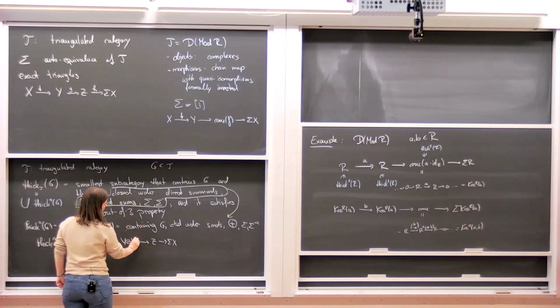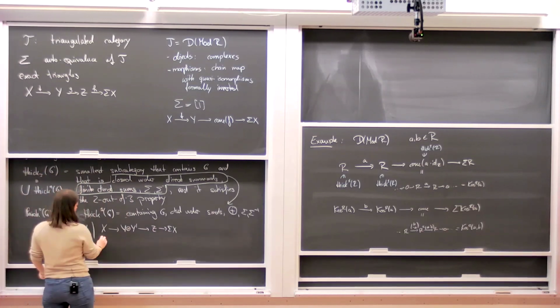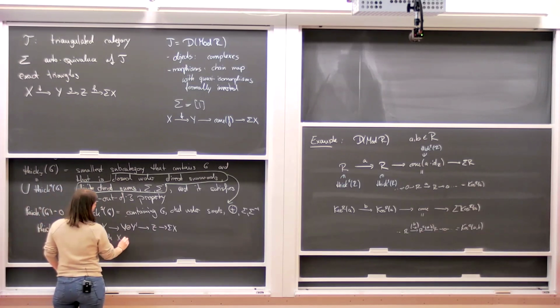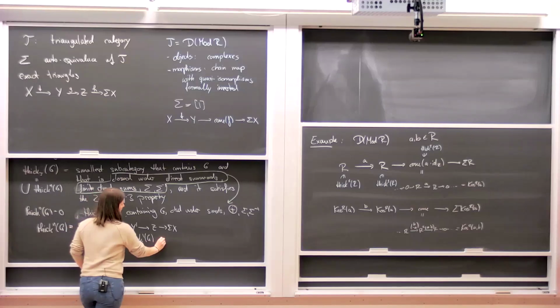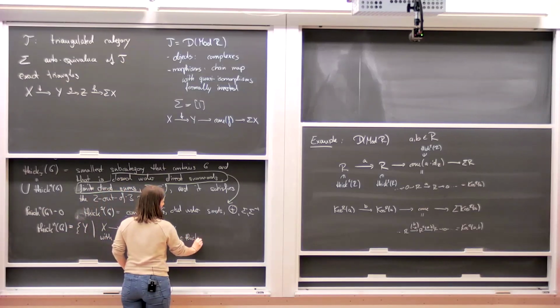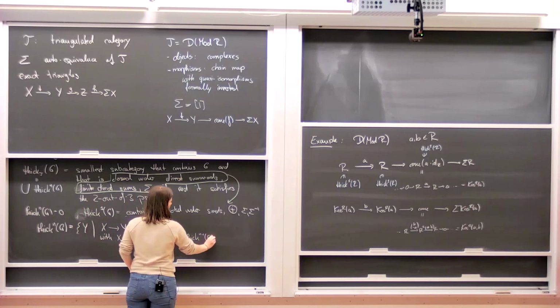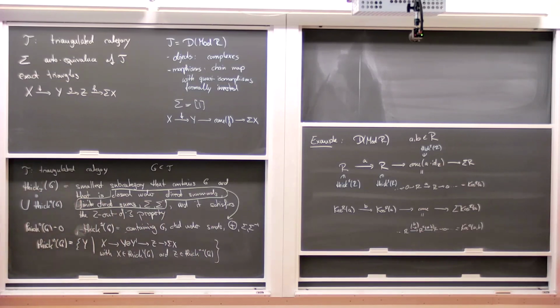We have to kind of allow direct summands as well. So y plus something, with x in thick 1 and z in thick n minus 1. So somehow we're just taking one in the previous step, and we just glue something to it. And this definition is very robust.